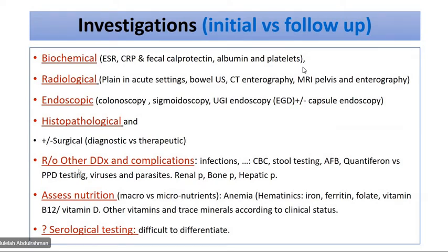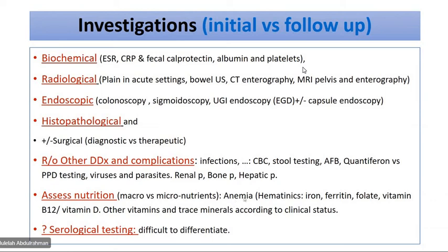As well, we rule out other differential diagnoses and complications like infection. So you do CBC to look for leukocytosis. You do stool testing, and we have different stool tests that we can do to rule out infections. You do acid-fast bacilli to rule out TB. You do QuantiFERON in the blood. You do stool testing for viruses, or serological blood tests for viruses and parasites. You do renal, bone and hepatic panels as well to rule out extraintestinal manifestations or assess disease severity. It's important among the investigations to assess nutrition, either macro or micro.